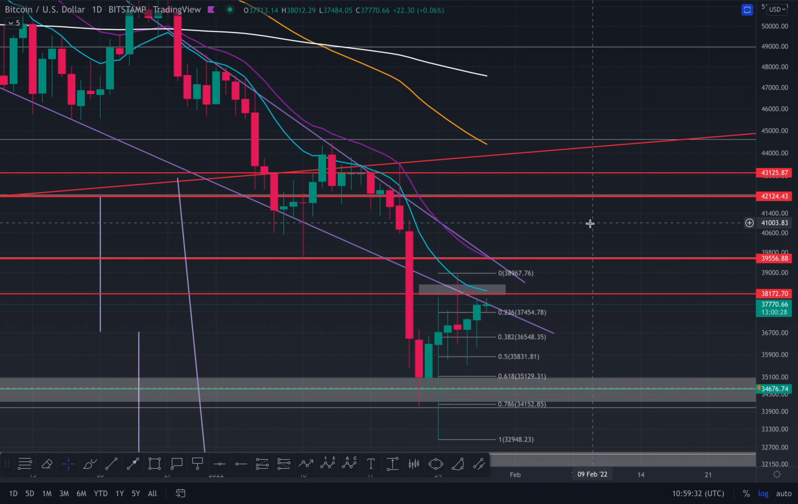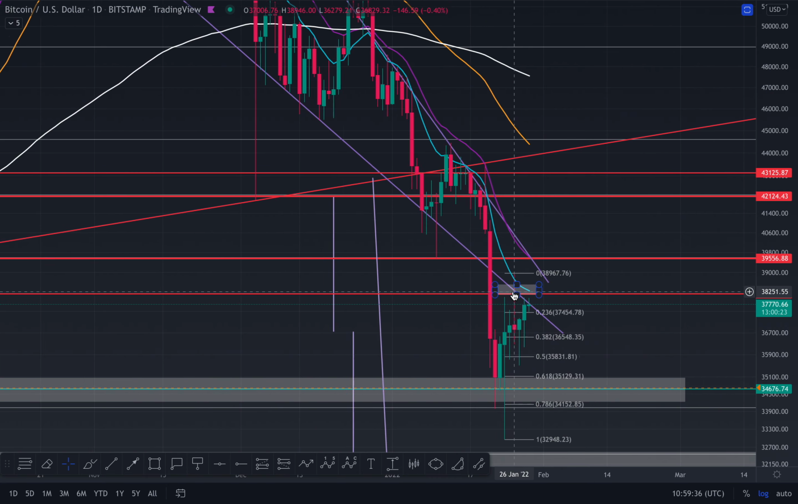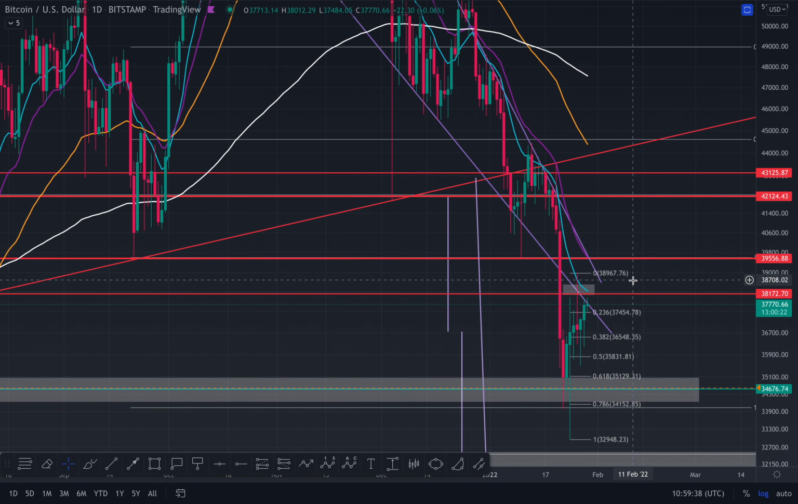So that is what I'm specifically looking at. What is the reaction from 39k? It'd be very sus, very suspect for me, if we just break above it on the first attempt.